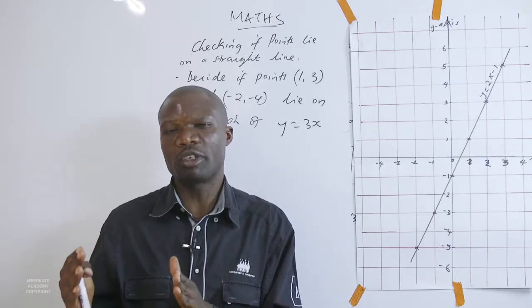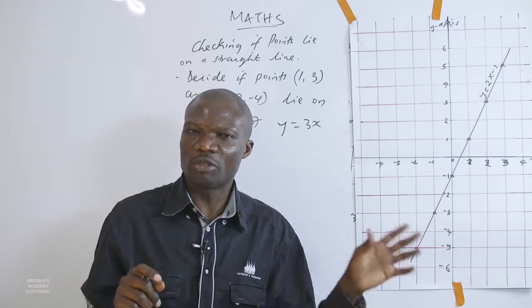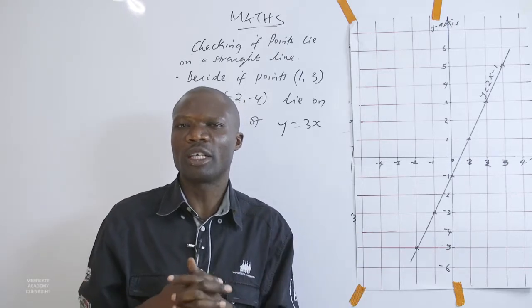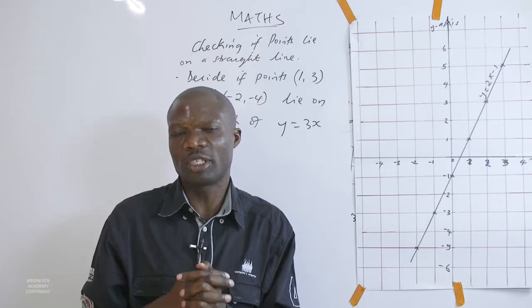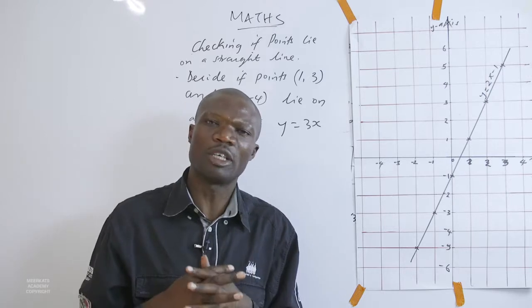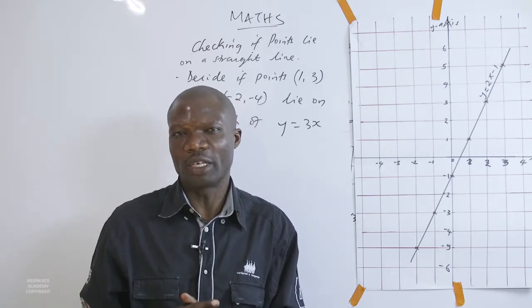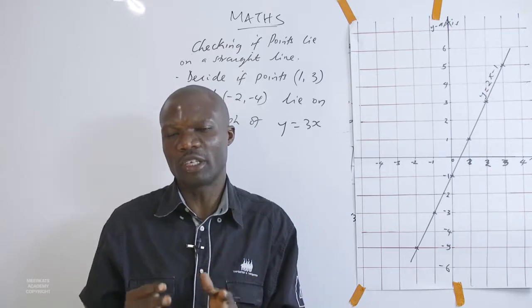What belongs to the left-hand side and what belongs to the right-hand side. If it equates to the other one and they are equal, we shall say that the point lies on the same straight line. But if it gives us different values for left and right, then we shall say the point is not lying on the straight line.